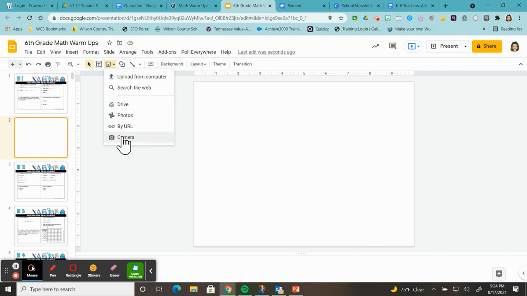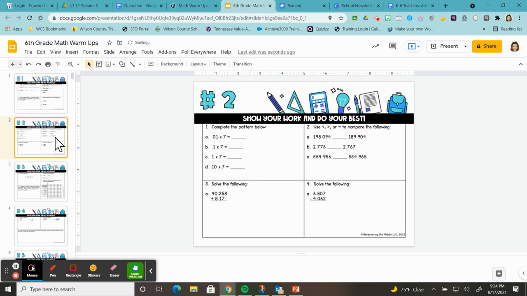There is another option if you're familiar with scanning things onto your Google Drive, then you can scan it and then insert the image from your computer or from your drive. But the easiest way that I've found to tell students to add an image of their work is to just go to insert, go to their camera, and then take a picture of their work. You do need to make sure that I can read it when you do that.